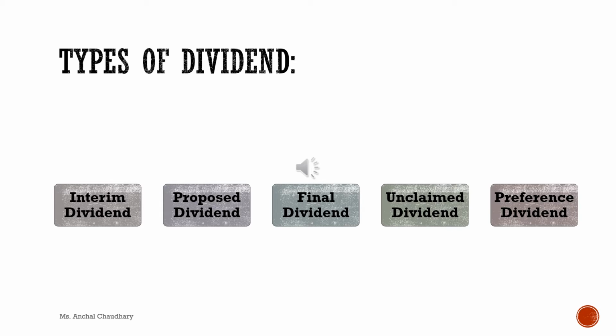And last is your preference dividend. So the dividend which is paid to the preference shareholders at a fixed rate, that is known as preference dividend.